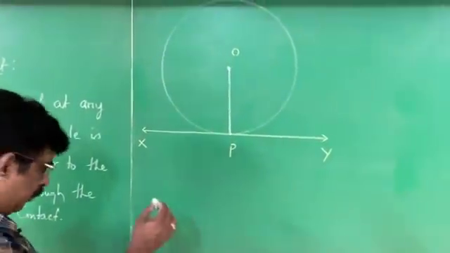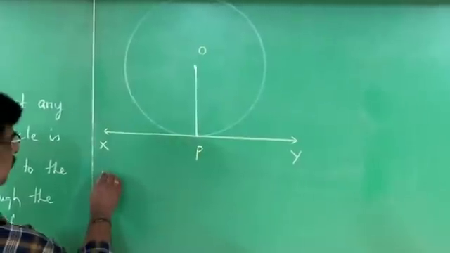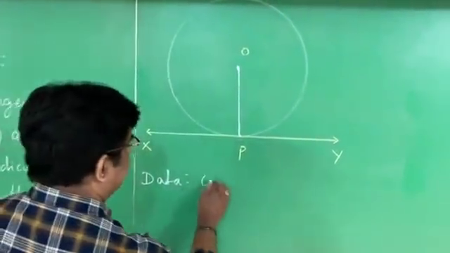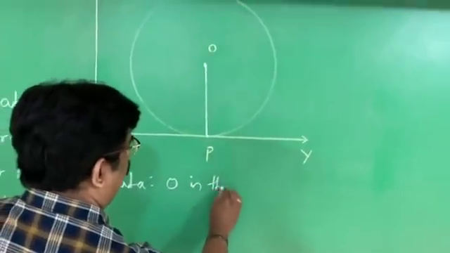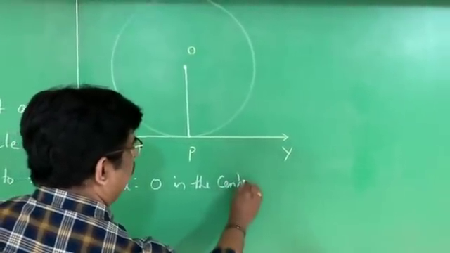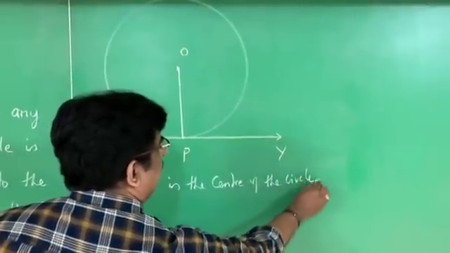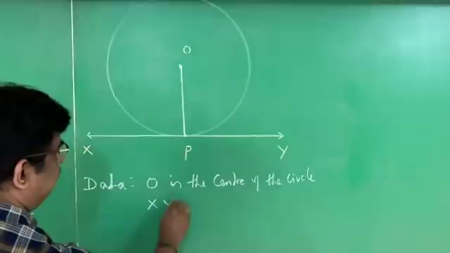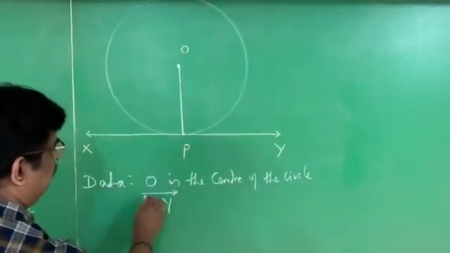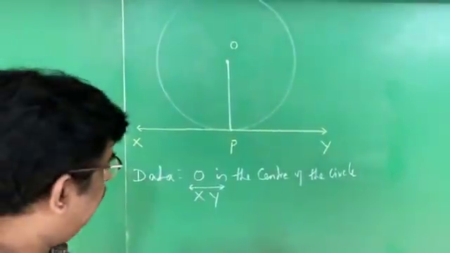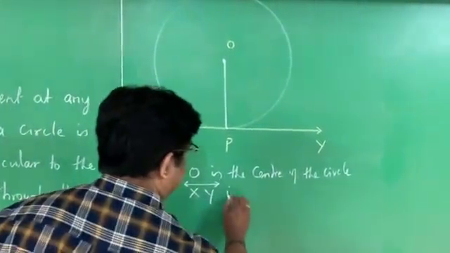Now what should I do? I write the data. Data: O is the center of the circle. XY is the tangent. I write this like this because I always give emphasis to a line and a line segment. XY is a tangent.